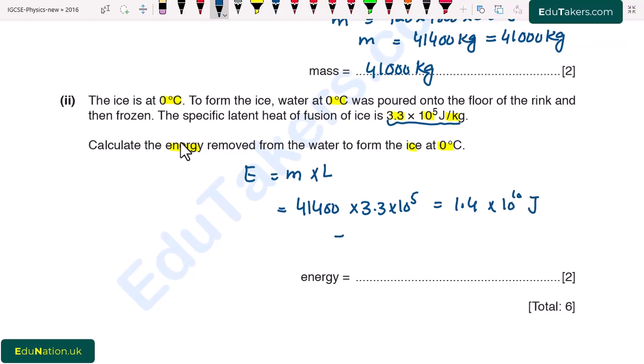We can also write 1.4 into 10 to the power 7 multiplied by 10 to the power 3 joule, which is equal to 1.4 into 10 to the power 7 kilojoule. So I write here energy is equal to 1.4 into 10 to the power 7 kilojoule. So this is the value of the energy removed from the water to form the ice at 0 degrees C.